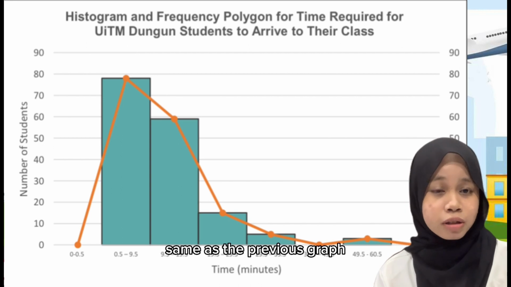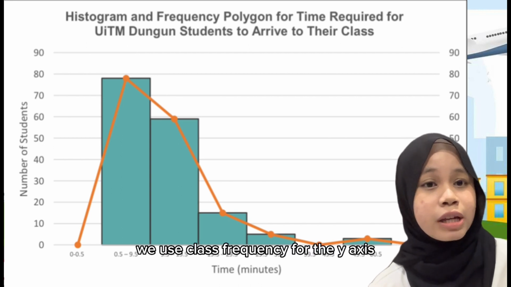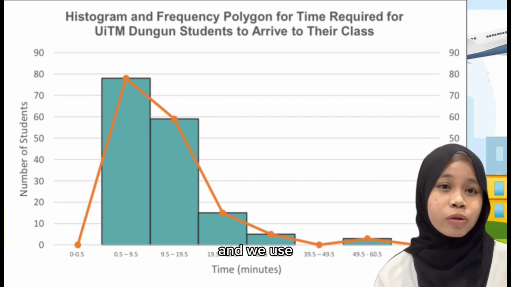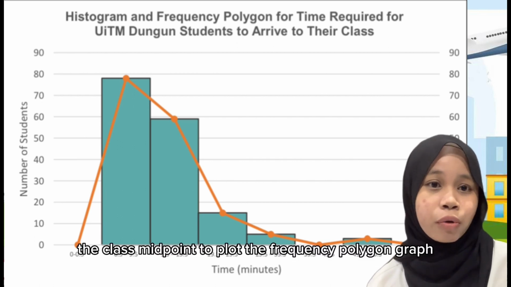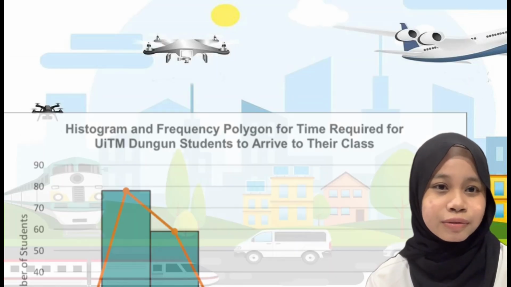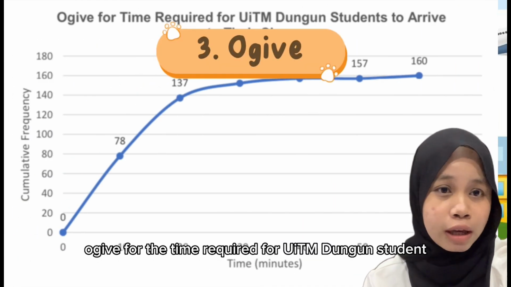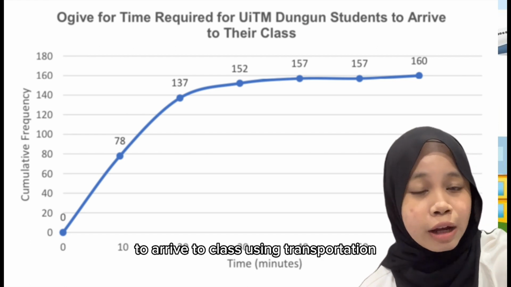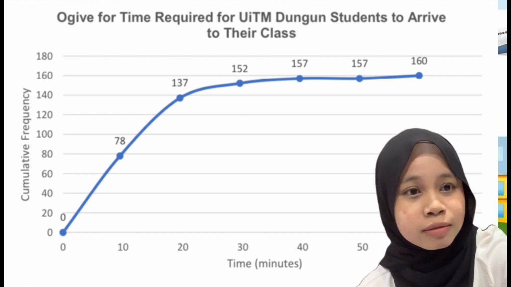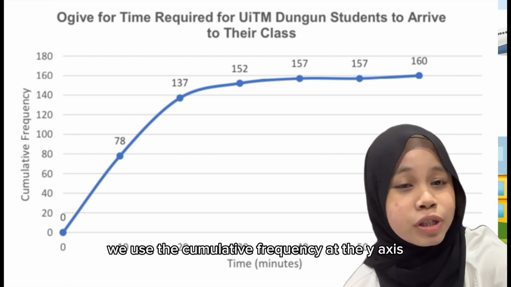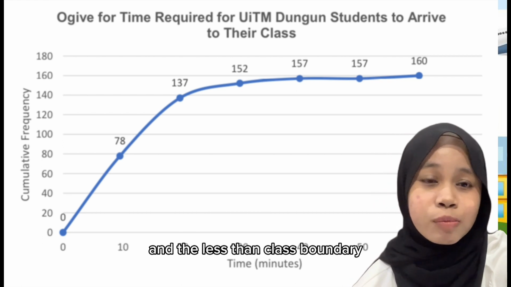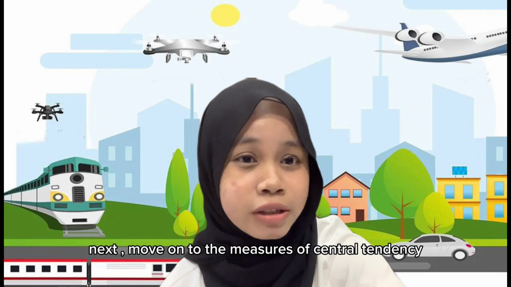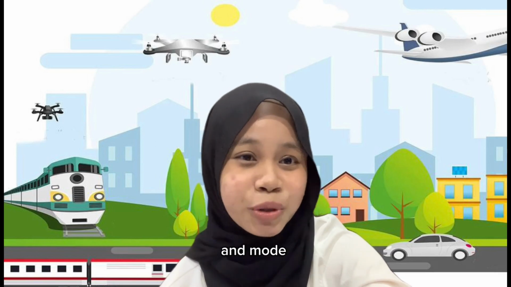Same as the previous graph, we use class frequency for the y-axis and the class boundary for the x-axis. And we use the class midpoint to plot the frequency polygon graph. And this is the ogive of the time required for UiTM Dengkil students to arrive to class using transportation. We use the cumulative frequency at the y-axis and the less than class boundary at the x-axis.